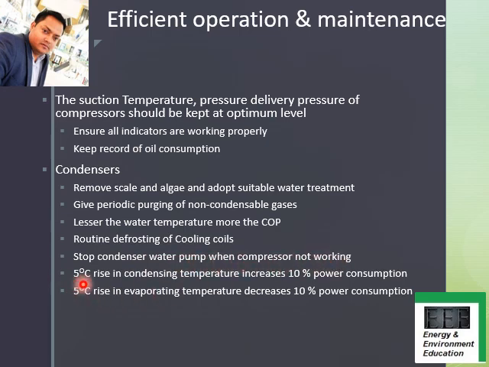A 5 degrees centigrade rise in condensing temperature increases power consumption by 10%. So you can see here that an increase in condensing temperature will increase power consumption, so you have to keep the condensing temperature as low as possible. Again, a 5 degrees centigrade rise in evaporating temperature decreases power consumption by 10%. So if there is an increase in evaporating temperature, you will have less power consumption, so you have to keep the evaporating temperature as high as possible. That's what we saw in the other slides.